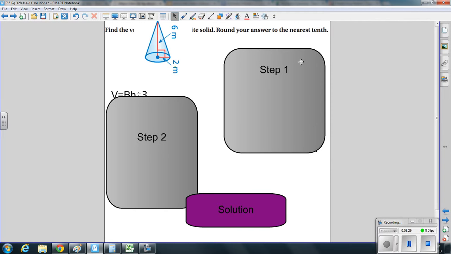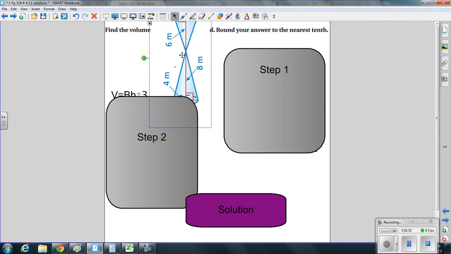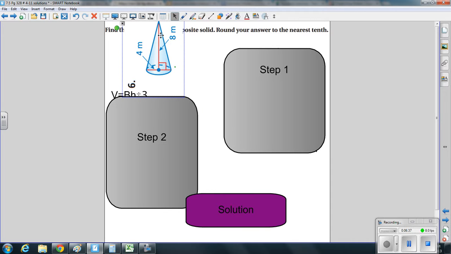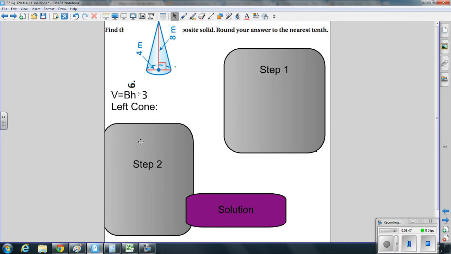All right, now let's take a look at the left cylinder, which is right here. Do you notice I'm only looking at exactly what I need to look at? And to find the volume of the other cone, same formula: area of the base times the height divided by 3. I want to find the area of the base.